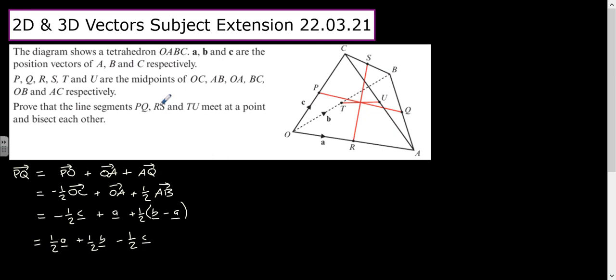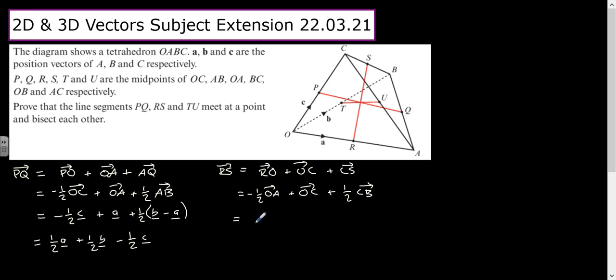The next thing we're going to do is the same thing for RS and TU. So we'll go from R to S. First of all, write it out using its capitals. I could go this way, so left round the shape. So I can go from R to O, plus O to C, plus C to S. Okay. R to O, O to C, C to S. So R to O is minus 1/2 of OA, backwards along a, and it's half because R is a midpoint, plus OC, plus from C to S, which is 1/2 of CB.